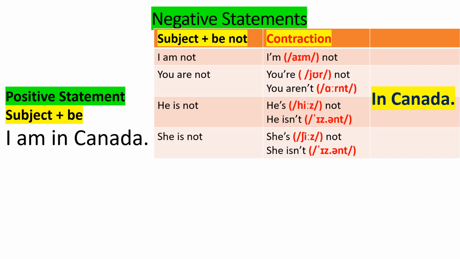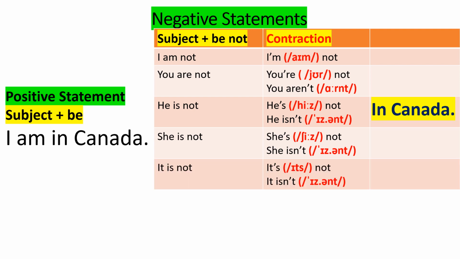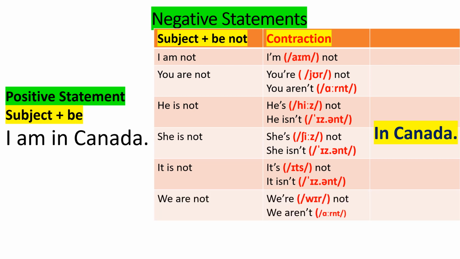If the subject is she, then either we say she's not in Canada or she isn't in Canada. It is not in Canada. And the contractions are it's not in Canada or it isn't in Canada. Now the subject is we. We are not in Canada and we contract it like this. We're not in Canada or we aren't in Canada.